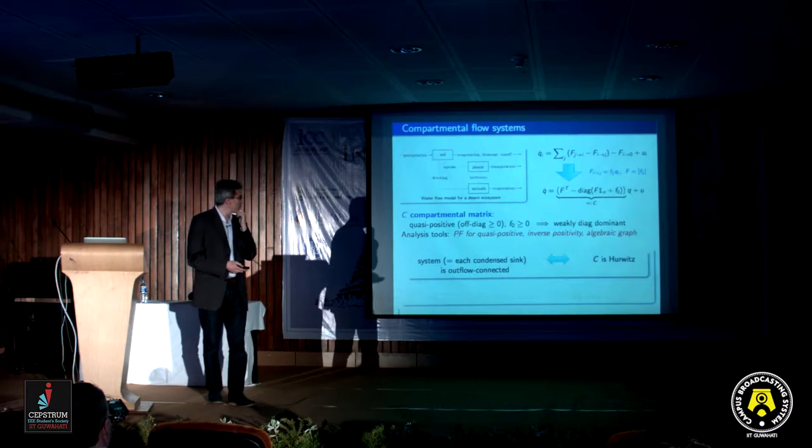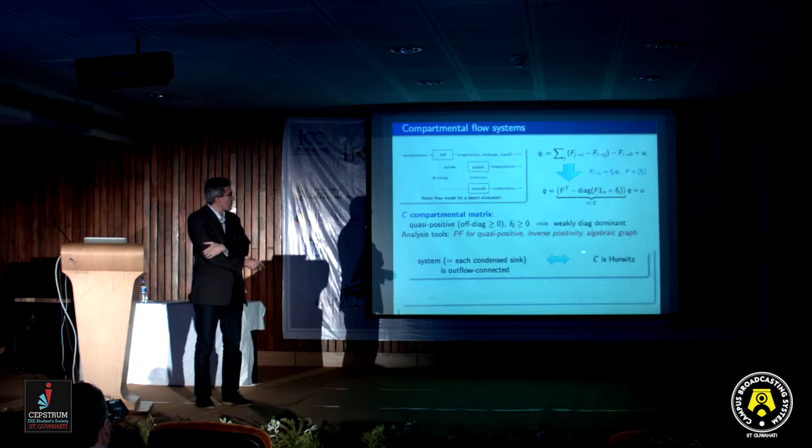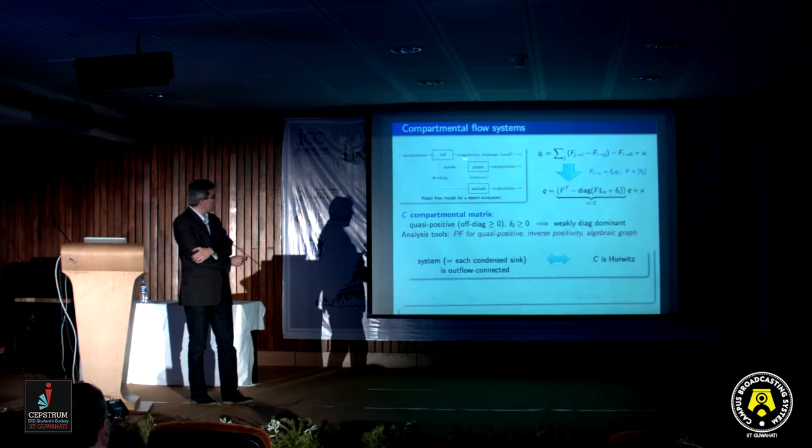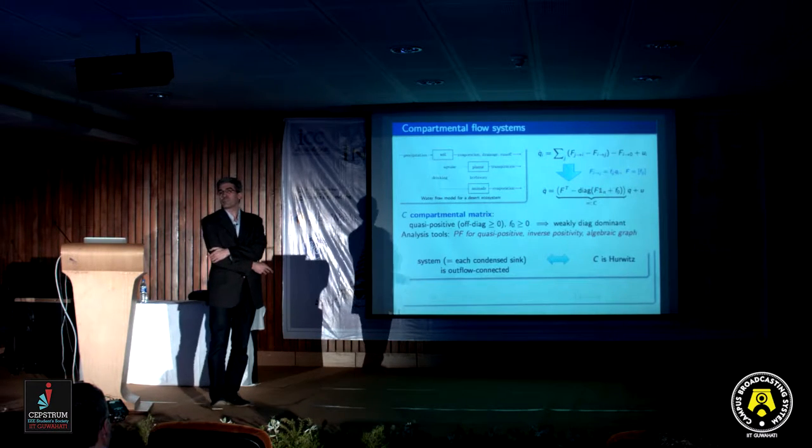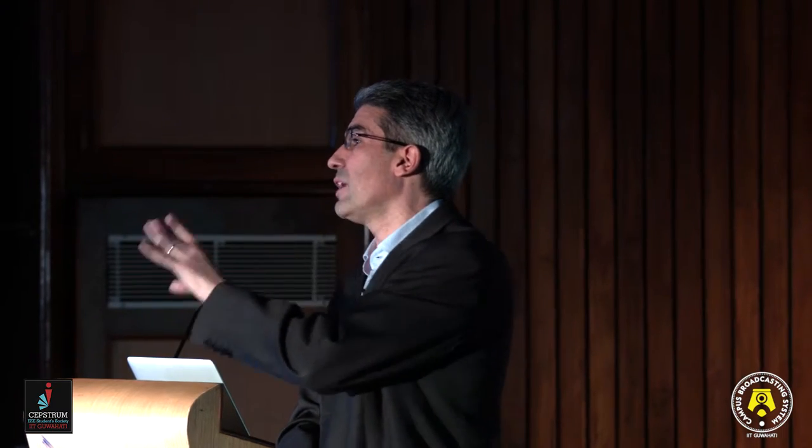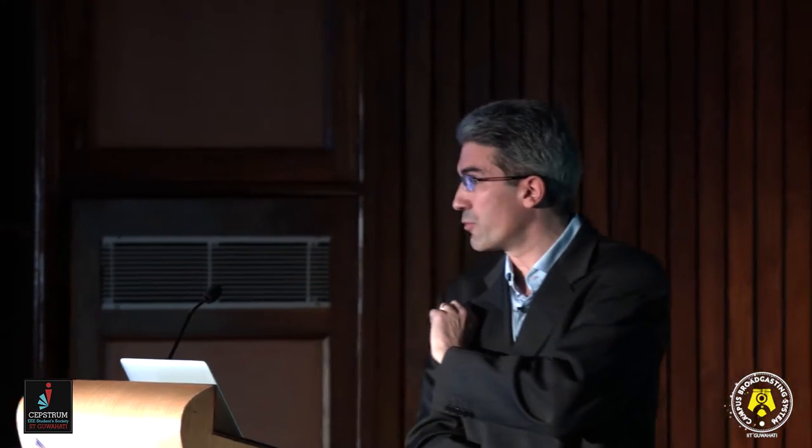And immediately, for example, you get that the matrix C is Hurwitz, so all of the eigenvalues are in the strict left half plane, so it's stable, if and only if the graph that I'm describing here is outflow connected. Outflow connected means that from each compartment of the system, there is a directed path that leads back out to the environment. So if you're outflow connected, that's if and only if you being Hurwitz, exponentially stable.